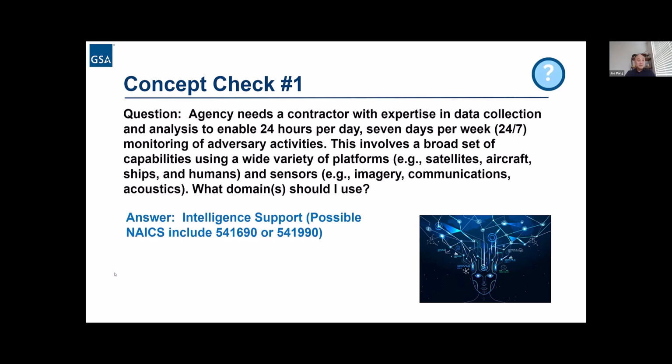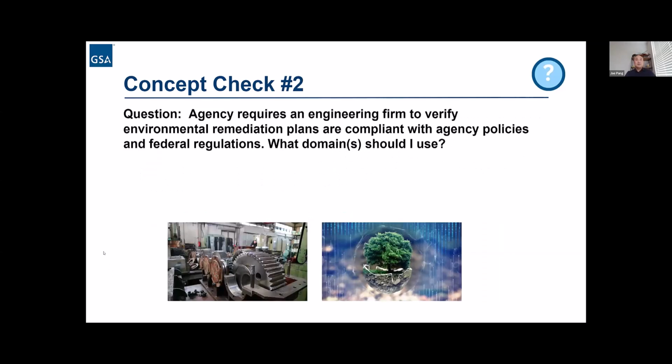And if you thought intelligence support, you're absolutely right. Most likely under NAICS 541690 or 541990. And concept check two. Agency requires an engineering firm to verify environmental remediation plans are compliant with agency policies and federal regulation. What domain should I use?